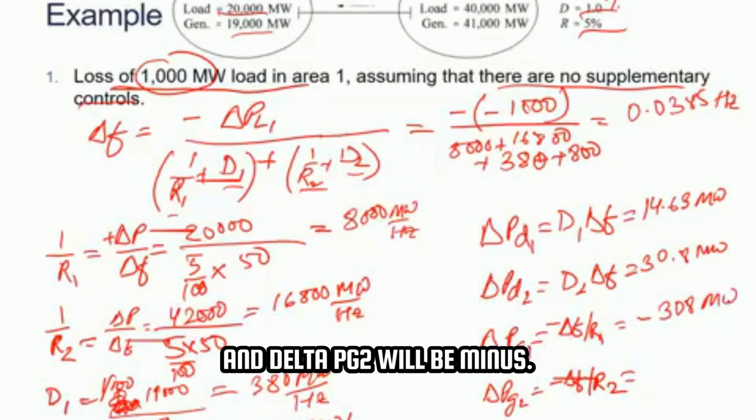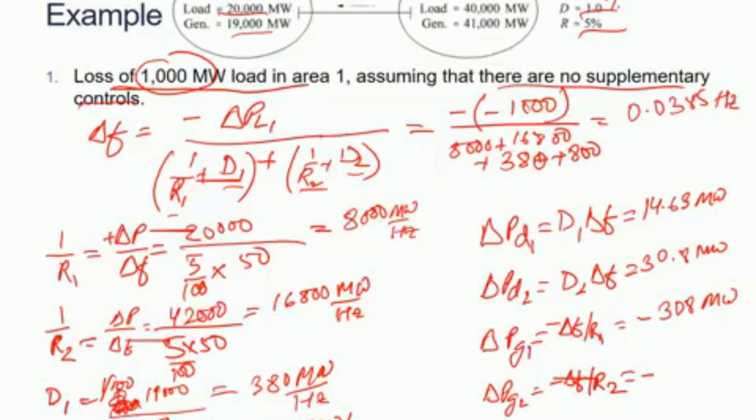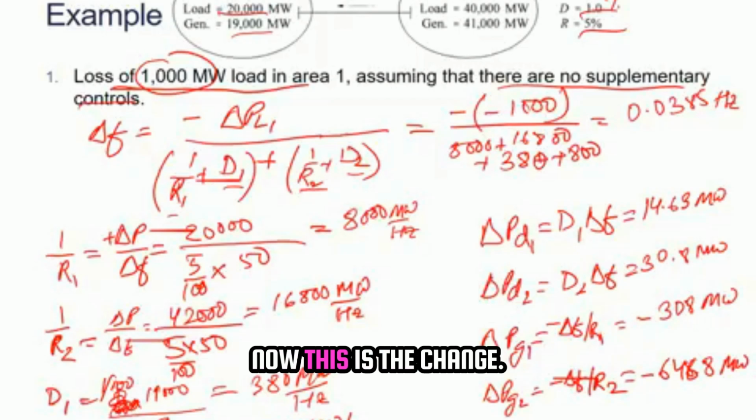And delta PG2 will be minus delta F, which is 0.0385, into 1 by R2, which is 16,800. What is this value? Minus 646.8 megawatt. Right. Now this is the change.